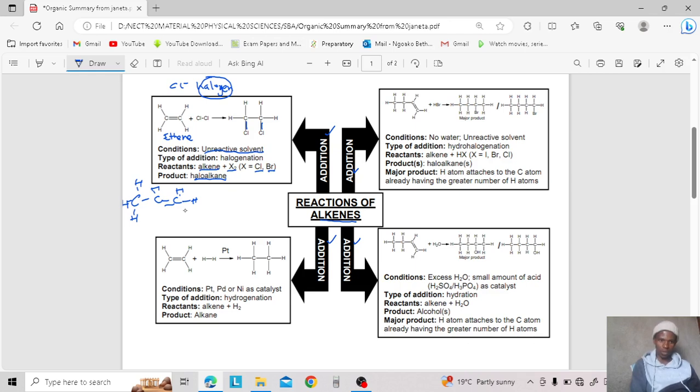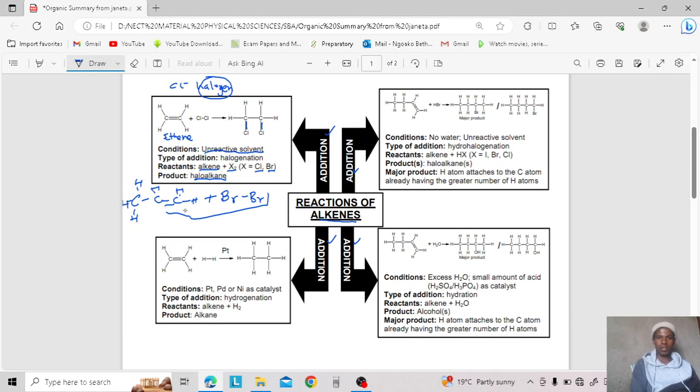This one can also be added to Br bonded to Br. Then of course it produces something else, but we'll talk about this one here.